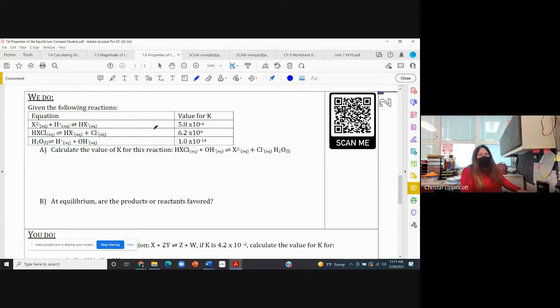All right, we need to figure out how to manipulate this equation so that we can get this as the overall. And then at equilibrium, we want to know if the products or the reactants are favored. Okay? And how will we know that? What will we look at? We will look at K. And how will we know which one's favored? The size of K. So if K is small, then reactants are favored. If K is large, products are going to be favored.